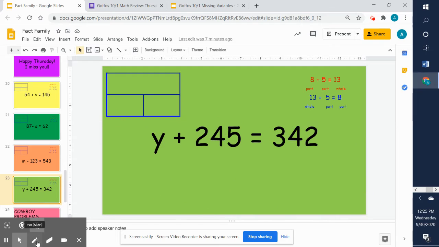And then one more review problem. We have y plus 245 equals 342. Oh, give me one second.